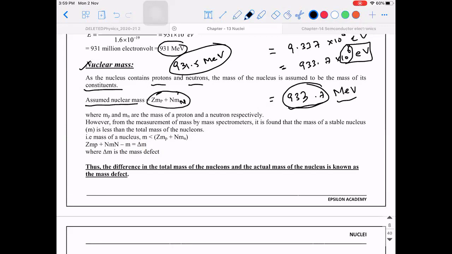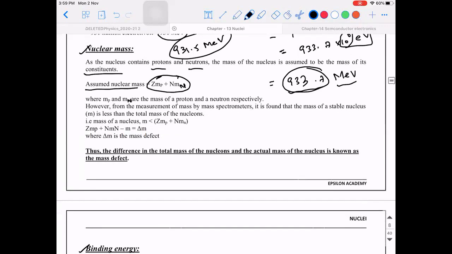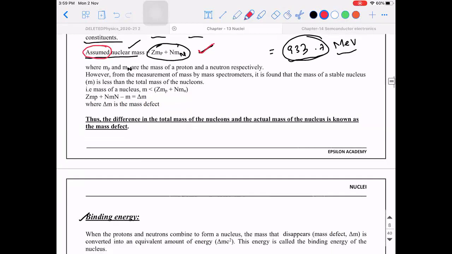Can I write it like this? Where Mp and Mn are the masses of the proton and neutron respectively. Okay. So this is not called as nuclear mass, rather what is the term that we have added before it? It's called as assumed nuclear mass. The reason why it is called as assumed nuclear mass is, in reality, this is what we expected. But what happens is, when you try to measure the mass by using mass spectrometers, so those are the devices which are used for measuring the mass.